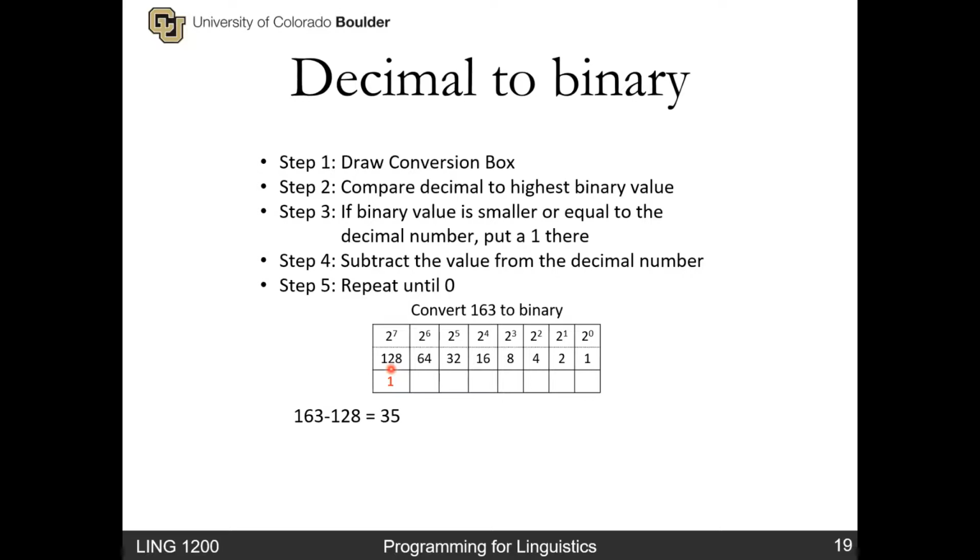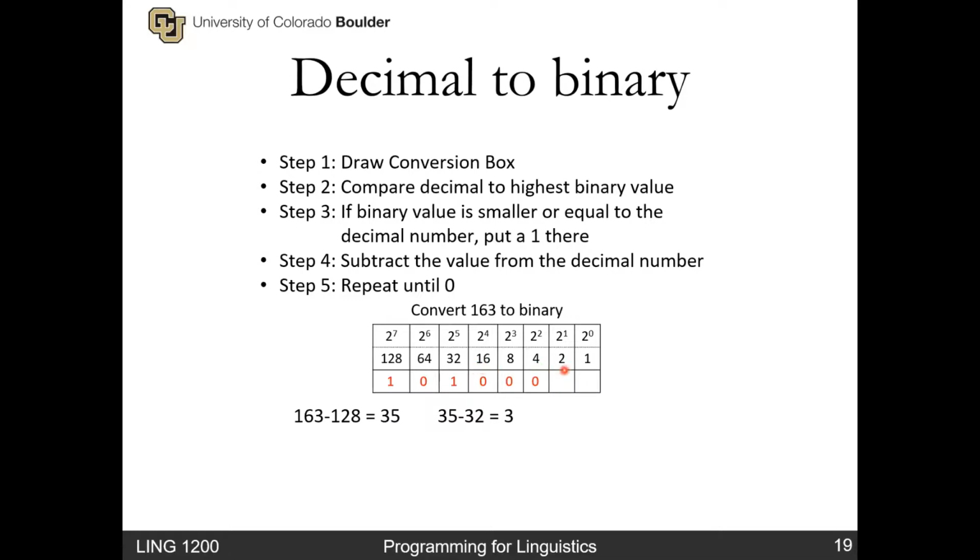We're going to repeat this. So now we're working with 35. We're going to go to the next position. In this case, the binary value is not smaller than or equal to the decimal number. So we're going to put a 0 there. Then we go to the next position. In this case, 32 is our binary value. It is smaller than 35, so we're going to put a 1 in that position. Then we'll subtract 32 from 35, which gives us 3. And then, of course, we can easily see that these are all going to be zeros because all of these binary numbers are larger than 3.